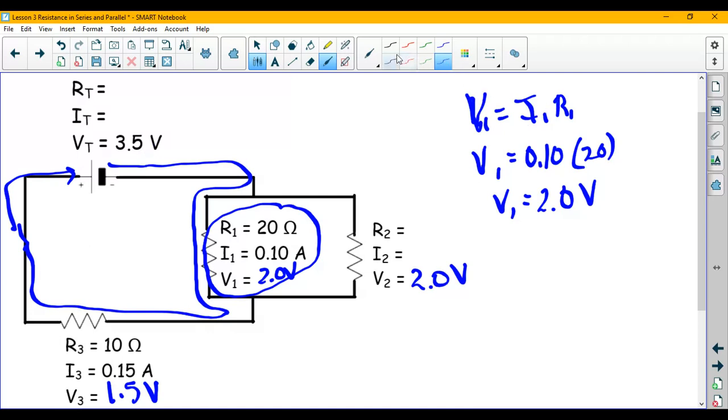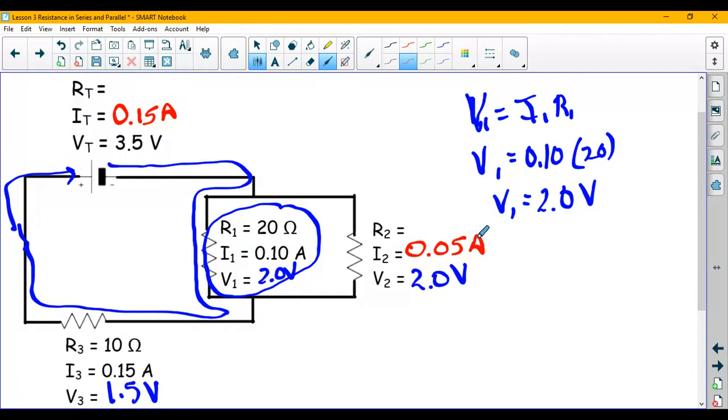Now I'm going to think about current because you'll notice I know my total current. Yes, I do, because all of the current has to go through this resistor. No matter which route you take, you go through this resistor, which means my total current up here must be 0.15 amps. And the total current split between these is 0.15 amps. So if 0.1 went that way, the rest, or 0.05, went this way.